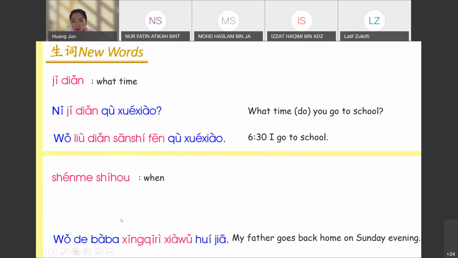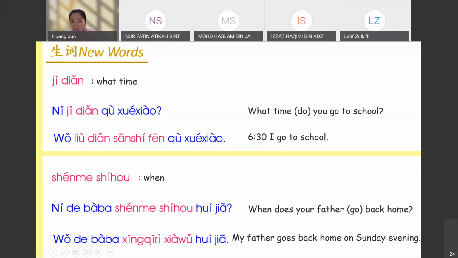Then if I ask a question about Sunday afternoon, your question word will be 什么时候. So you have to ask 你的爸爸什么时候回家? When does your father go back home? So we have two question words here, 几点 and 什么时候. They both ask for time. So make sure you remember, if the answer after you translate it can be written like this.